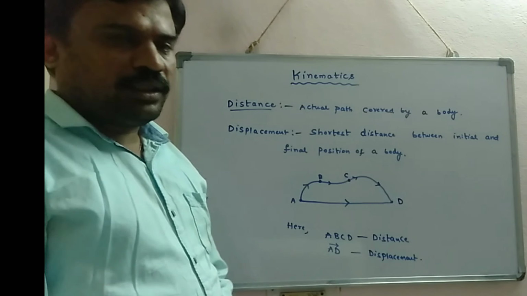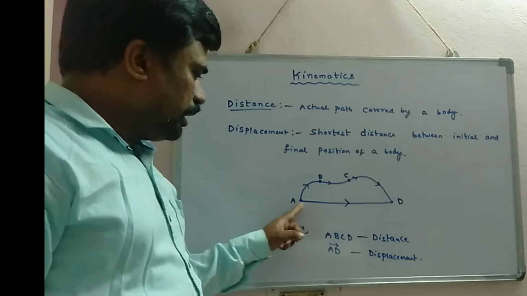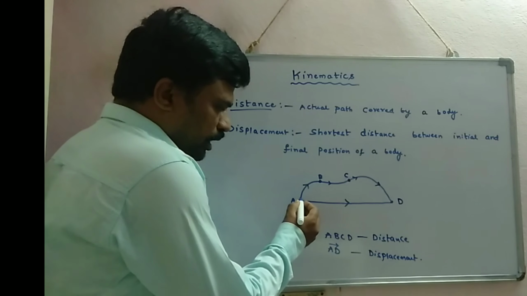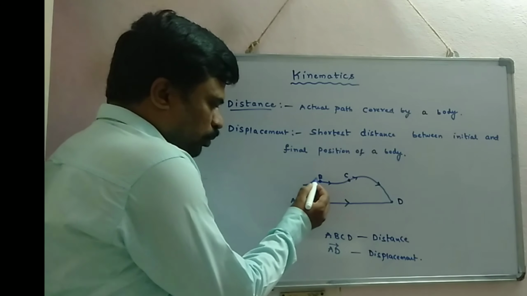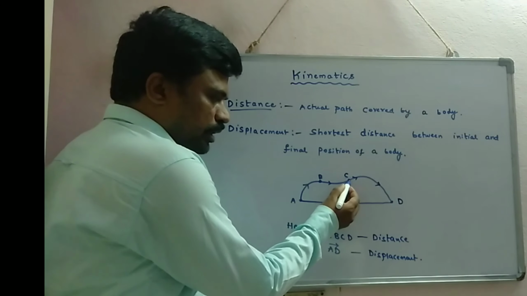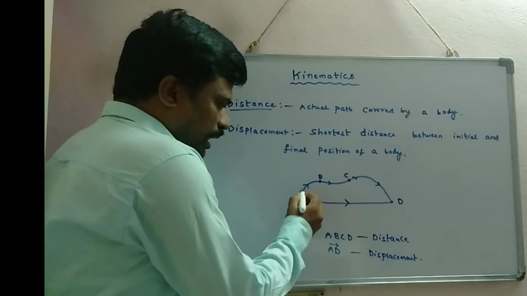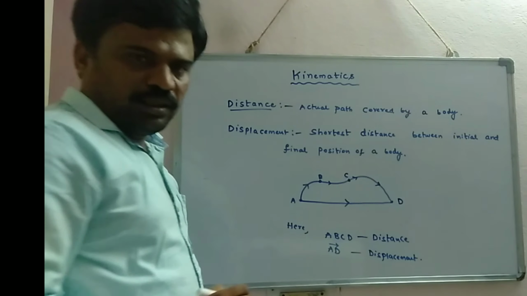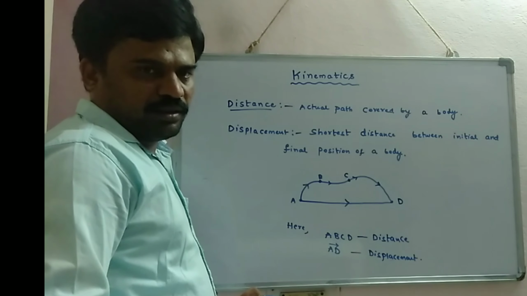Right. Now let us go to distance and displacement. So what is a distance? Let us suppose a body has travelled from point A to point D. Just observe the motion of the body. The body actually travelled from point A to point B, to point C, and then to point D. The actual path covered by the body we call distance. Hence ABCD is the distance.